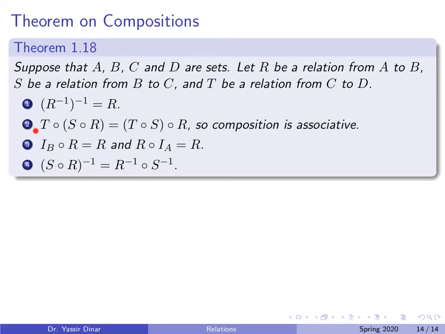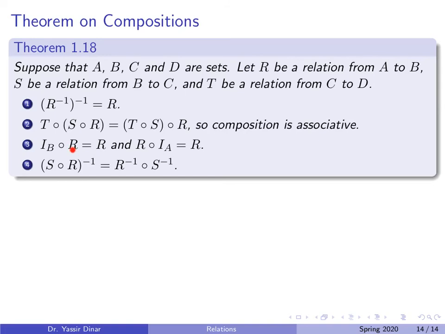Also, if you want to find a composition of relations, here is the composition of R and S, and after that you find the composition of the new relation with T. This is the same as finding the composition of R with the result of the composition of S and T. This law shows that the composition of relations is an associative operation.